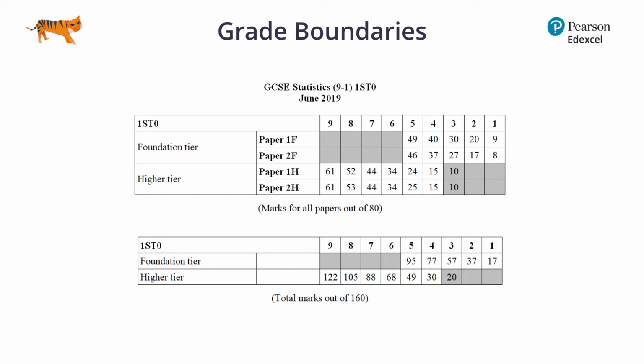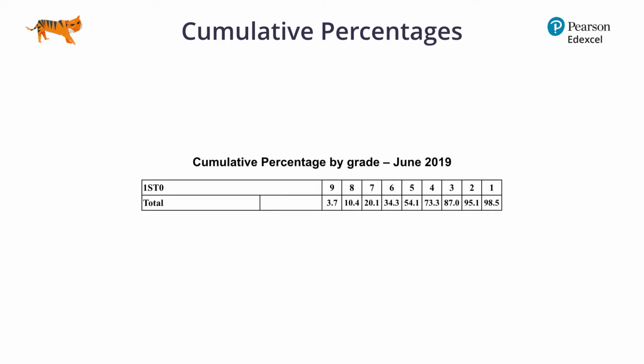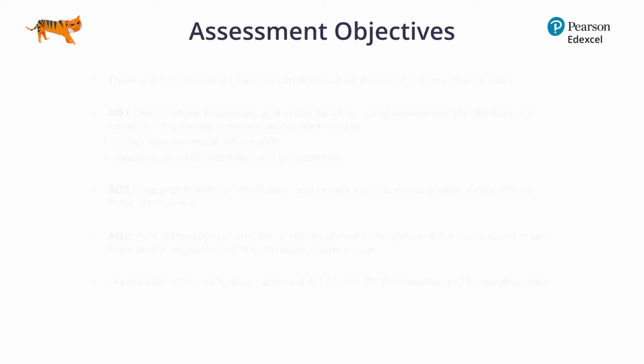Approximately 60% of candidates sat the higher tier papers and 40% were entered for the foundation tier papers. On the old specification, it was approximately 75% for higher and 25% for foundation. So there has been a move towards more students sitting the foundation tier on this new specification. Here we can see the cumulative percentages for the grades that were awarded. Overall, just over 73% of students achieved a grade 4+ and 20% achieved a grade 7+.